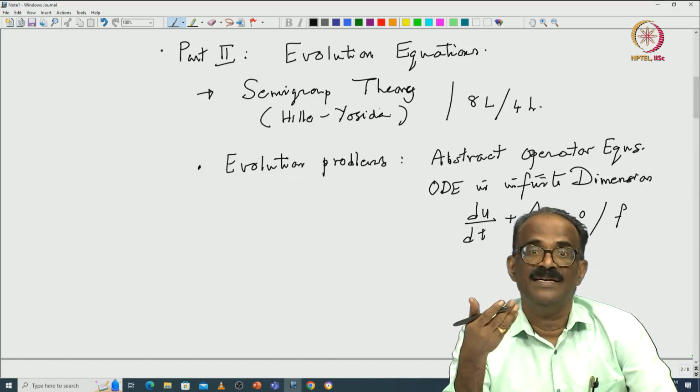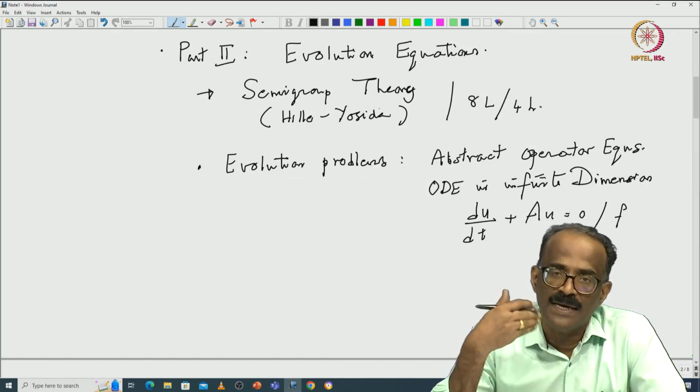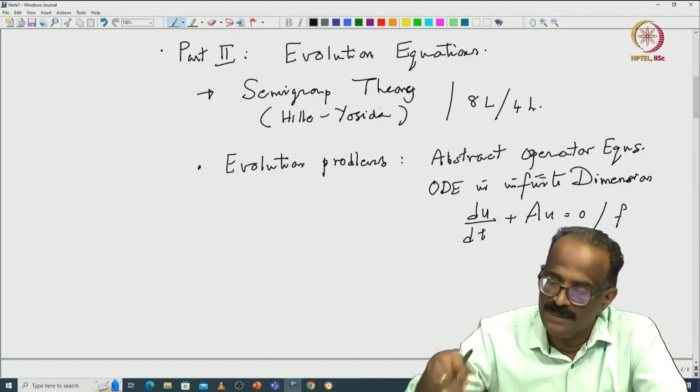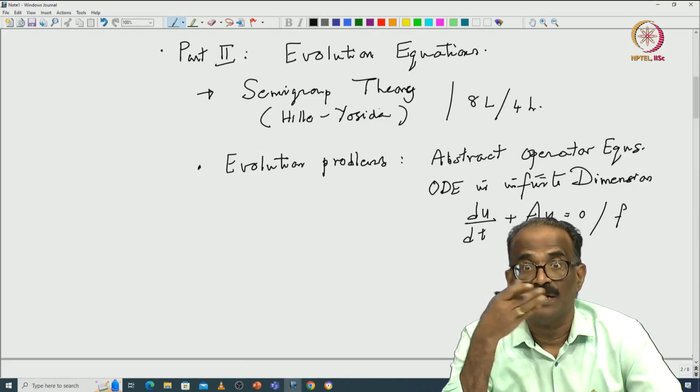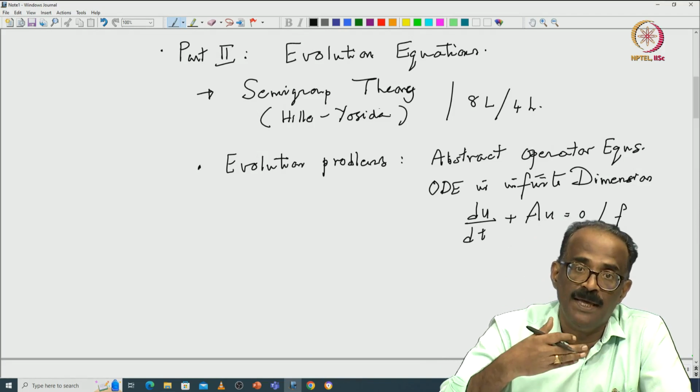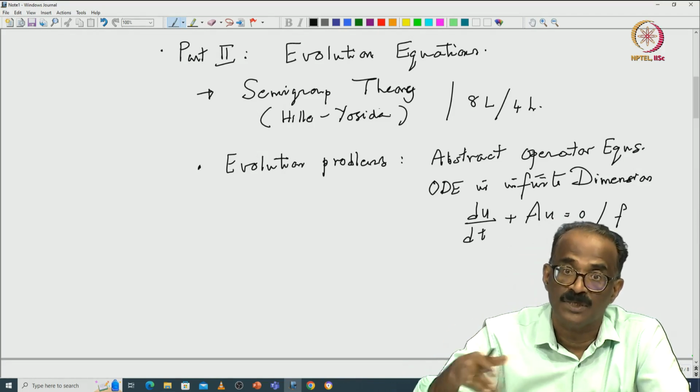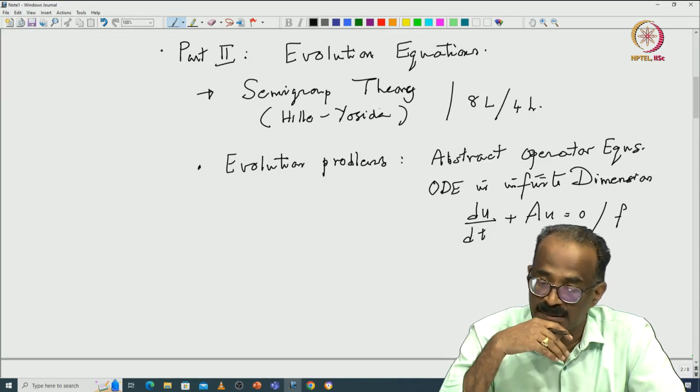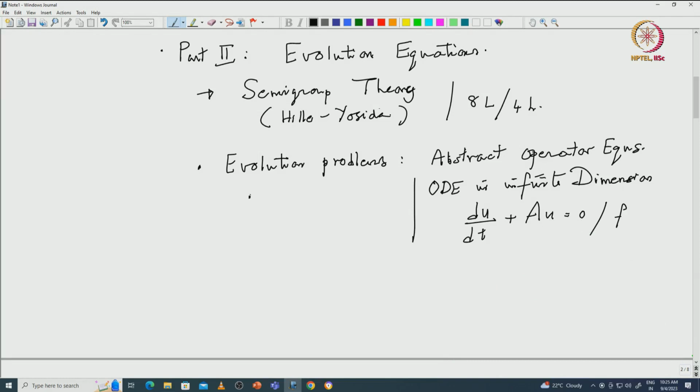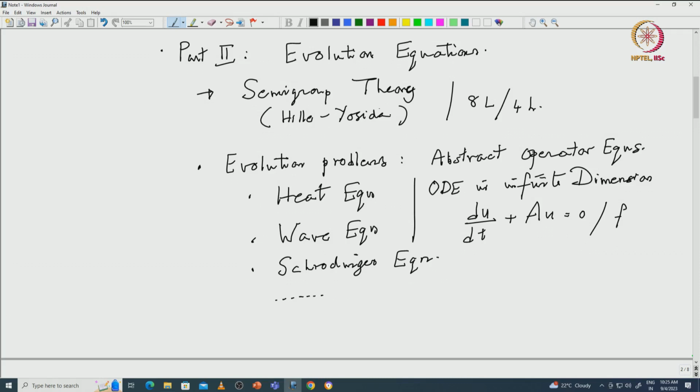So, when A is a real number or A is an n by n matrix, it is nothing but your ODE system in Rn. But for the PDE, eventually you convert your PDE into an evolution ODE form in infinite dimension, in appropriate Hilbert spaces given by the Sobolev spaces here. So, we at least try to cover the heat equation, wave equation, and Schrodinger equation. At least these things we will be covering, and if time permits more about it, depending.